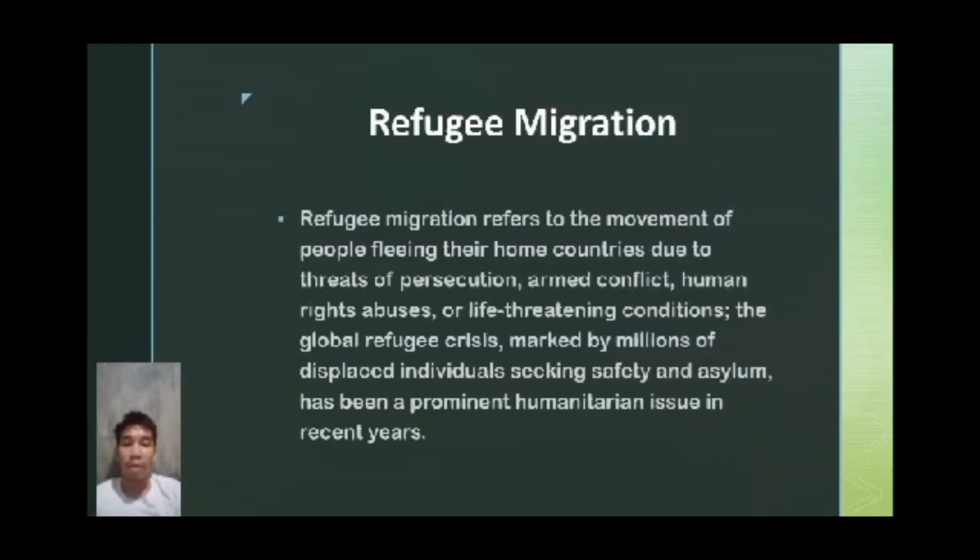Refugee migration refers to the movement of people fleeing from their home countries due to threats or persecution, armed conflict, human rights abuses, or life-threatening conditions. The global refugee crisis, marked by millions of displaced individuals seeking safety, has been a prominent humanitarian issue in recent years.